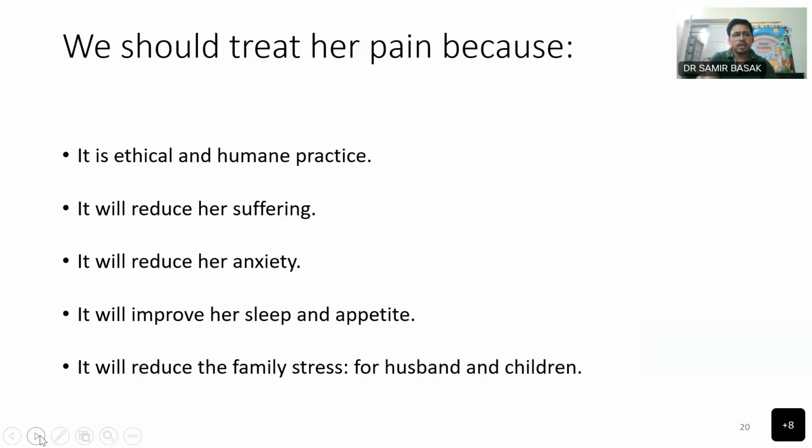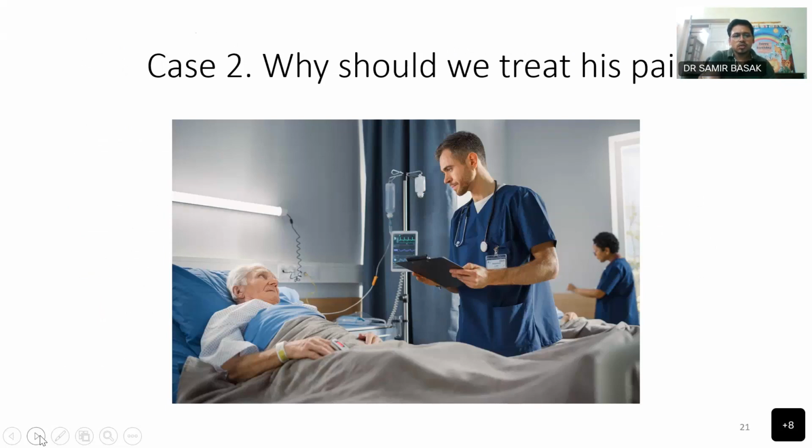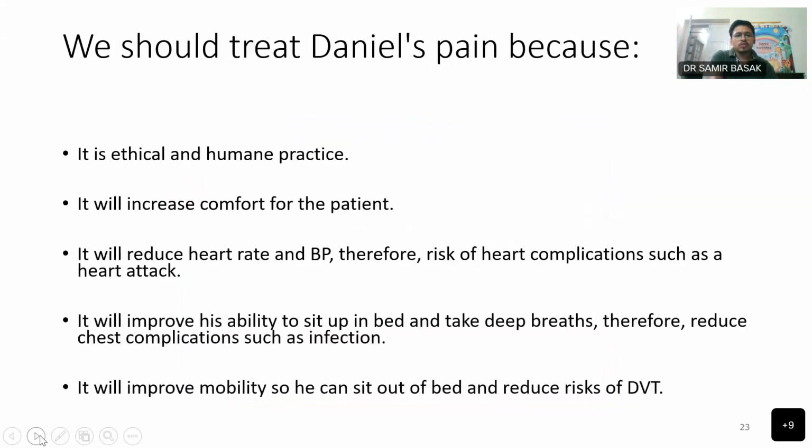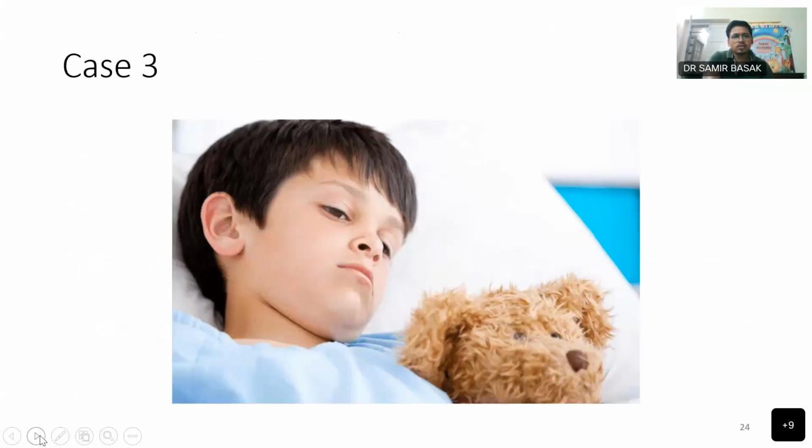We should treat her pain on ethical humanitarian grounds to reduce her suffering, reduce her anxiety, improve her sleep and appetite, and reduce the family stress for the husband and the children. Case 2 is an old male in the post-op period. Why should we treat his pain? His name is Daniel, a 74-year-old post-operative patient who has undergone laparotomy for bowel obstruction. As a doctor you are seeing him in the surgical ward soon after the operation, and he is complaining of severe pain. For case number 2, we should also treat his pain on ethical grounds, to increase comfort, reduce heart rate and blood pressure, improve his ability to sit up and take deep breaths, improve chest compliance, reduce the risk of infection, and improve mobility. So this is case number 2.